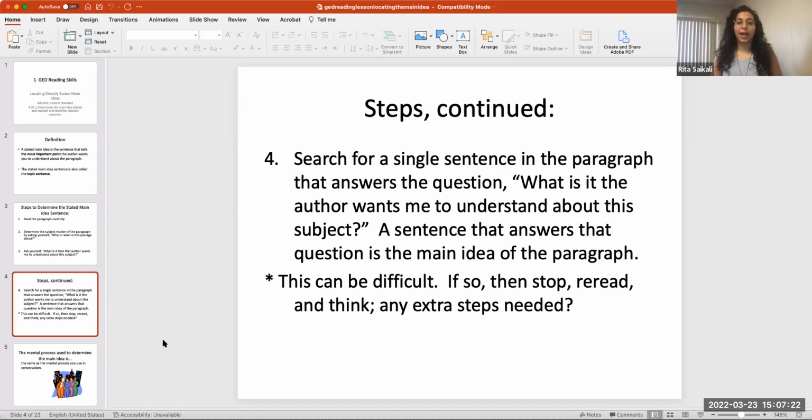And the next step is you want to search for a single sentence in the paragraph that answers the question, what does the author want me to understand about the subject? A sentence that answers that question is the main idea. So typically, if you're looking for the main idea and you ask, what's the point? Why is this person writing the story? Or why am I reading this news article? The answer is the topic sentence. So the answer is what that person wants us to understand.